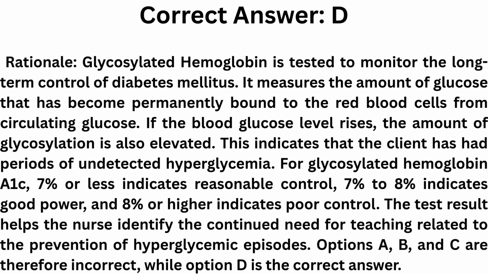It measures the amount of glucose that has become permanently bound to the red blood cells from circulating glucose. If the blood glucose level rises, the amount of glycosylation is also elevated. This indicates that the client has had periods of undetected hyperglycemia. For glycosylated hemoglobin A1C, 7% or less indicates reasonable control, 7% to 8% indicates good control, and 8% or higher indicates poor control. The test result helps the nurse identify the continued need for teaching related to the prevention of hyperglycemic episodes. Options A, B, and C are therefore incorrect, while option D is the correct answer.